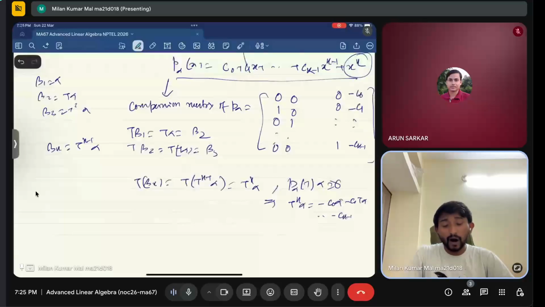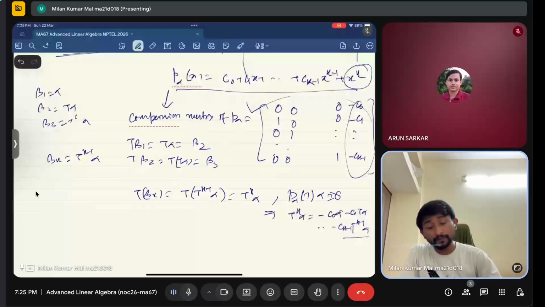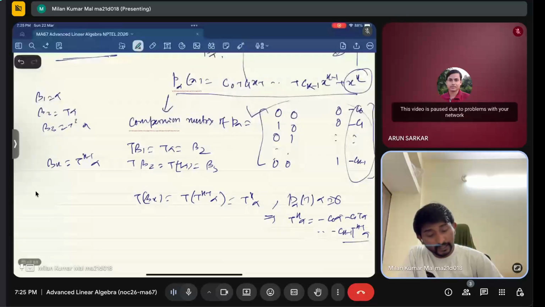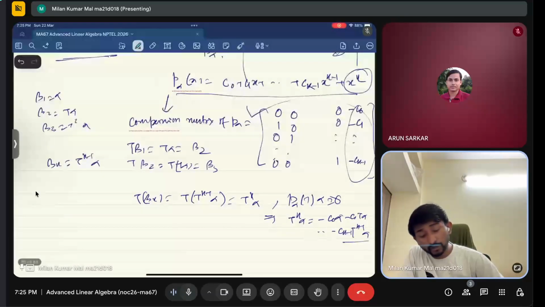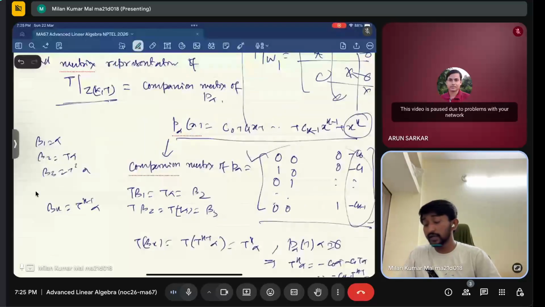So why this? What is the advantage? Clearly, the advantage is that if you have a set like this which is invariant under T, you can get the matrix representation like this, and that is the companion matrix corresponding to some polynomial. Now, how does the cyclic decomposition help here to simplify things?